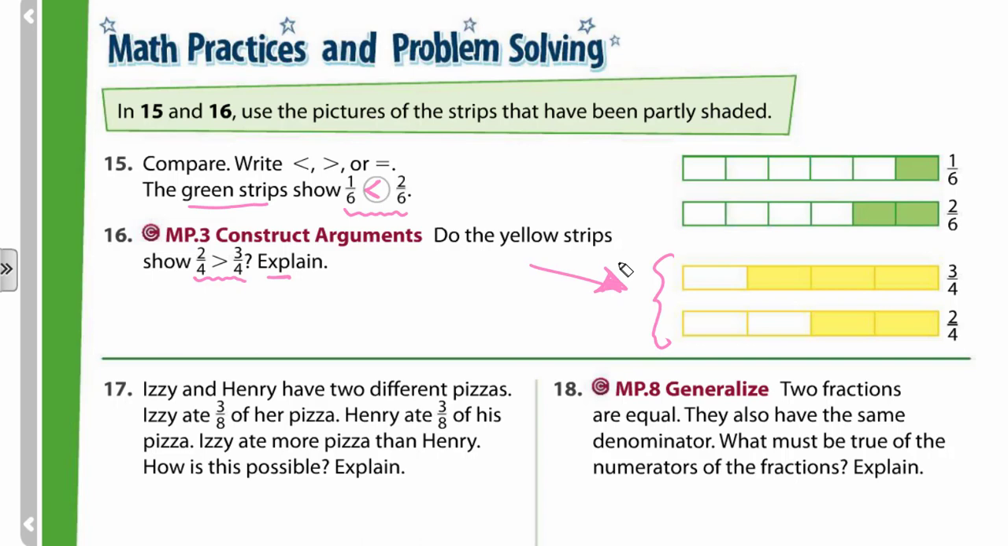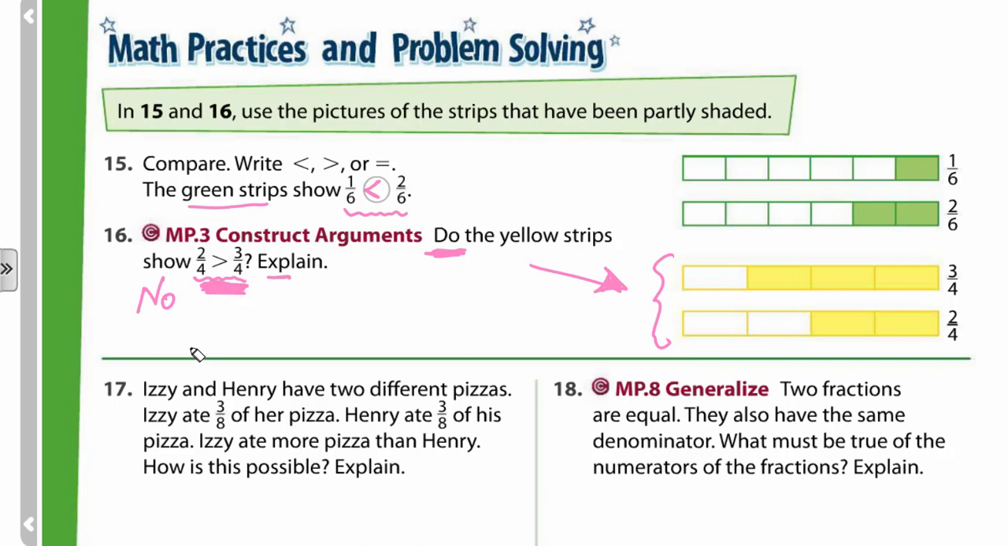Yes or no first? What do you mean? You mean I put what is greater? 3/4 is greater than 2/4. Okay, say your answer. Because 3/4 is more than 2/4, because 3 is more than 2. So it's no.